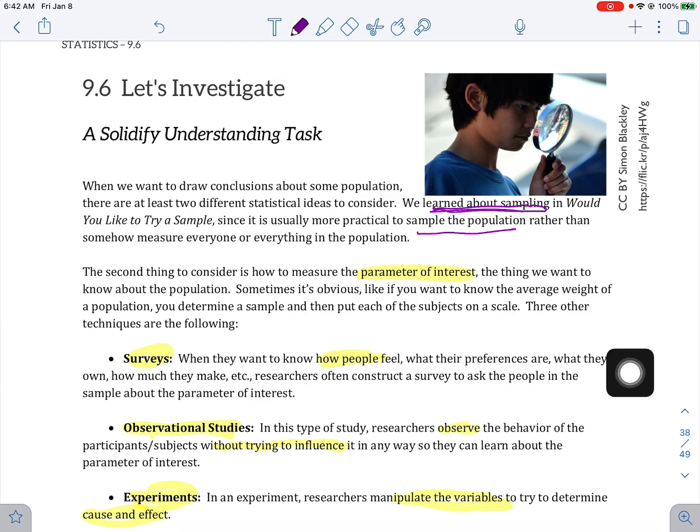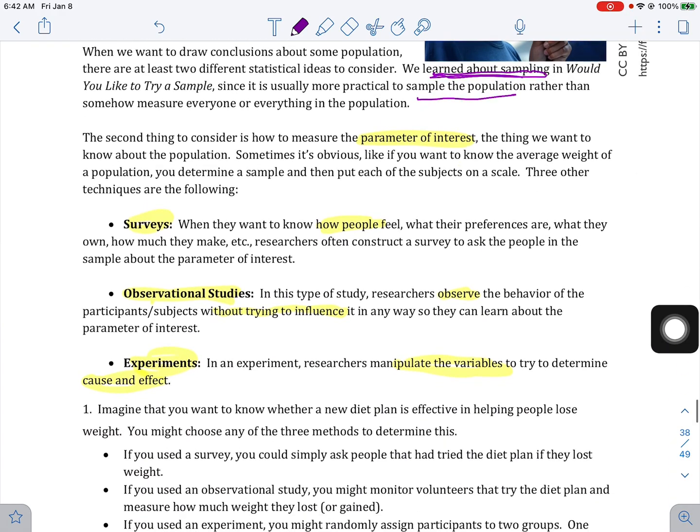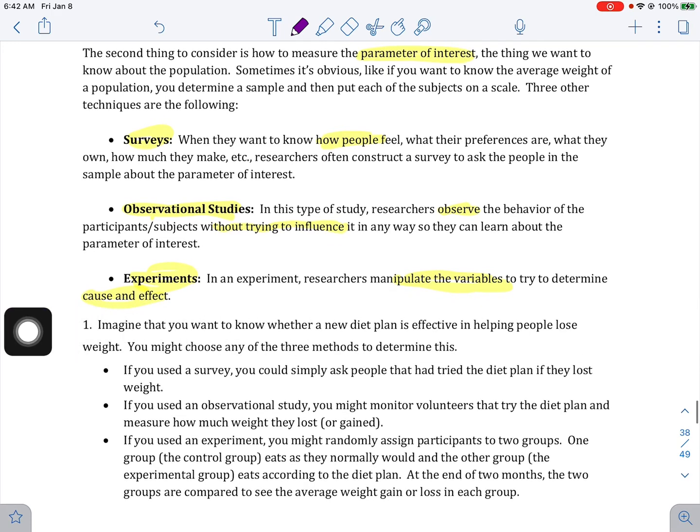Preferences. Observation studies. This is based on observations, capturing data, but you're not controlling or influencing the data in any way, or the process. And then finally, experiments where you're going to manipulate the variables to try and figure out that cause and effect, as opposed to just correlation. And the more stringent your experiment is set up, the closer you can get to determining that.